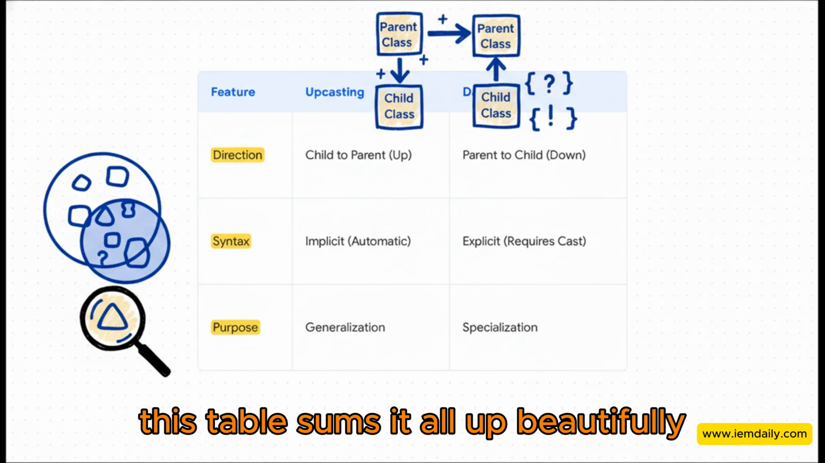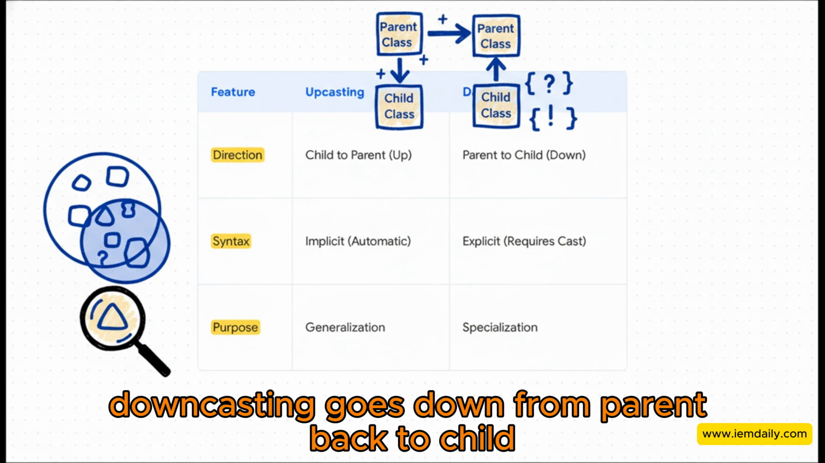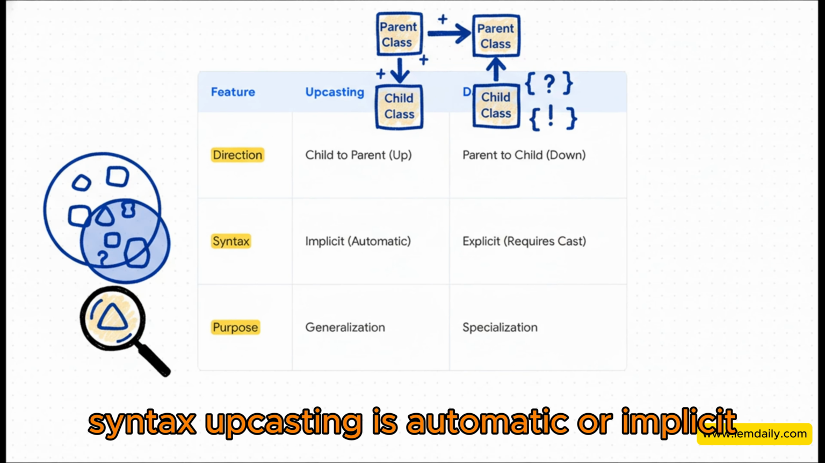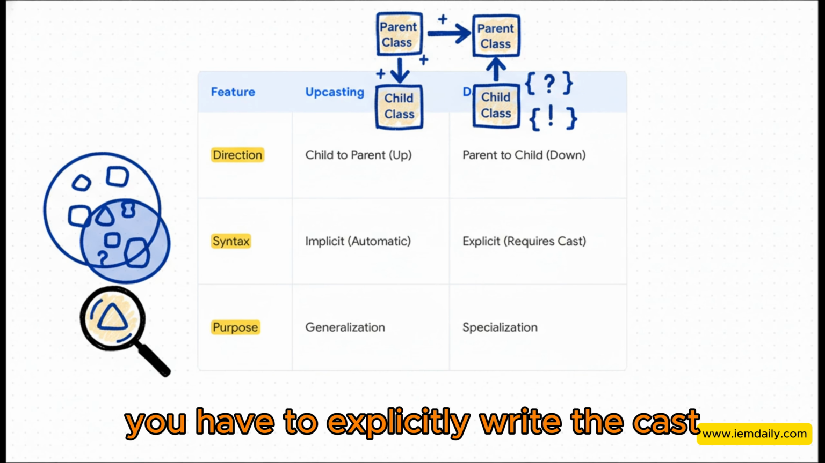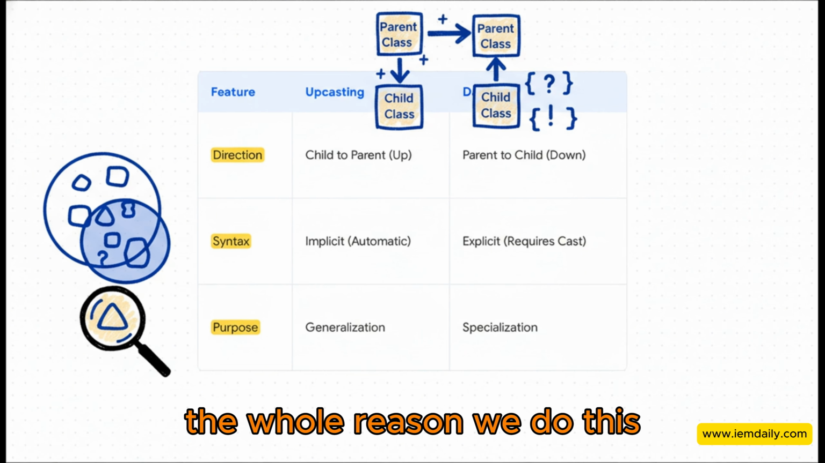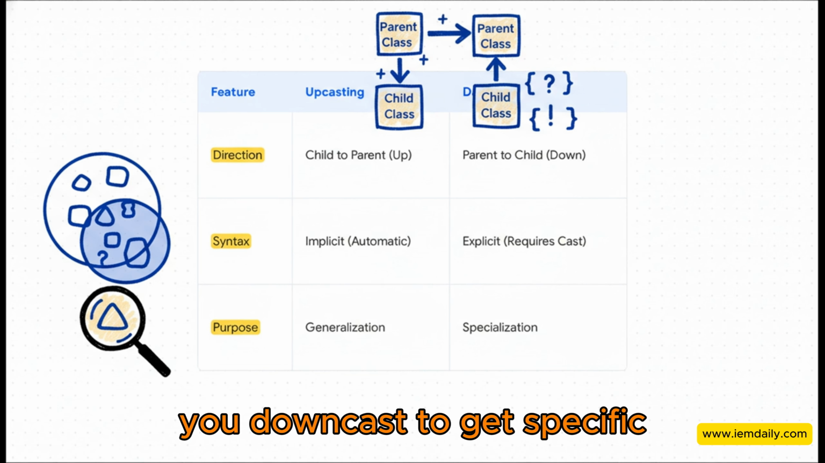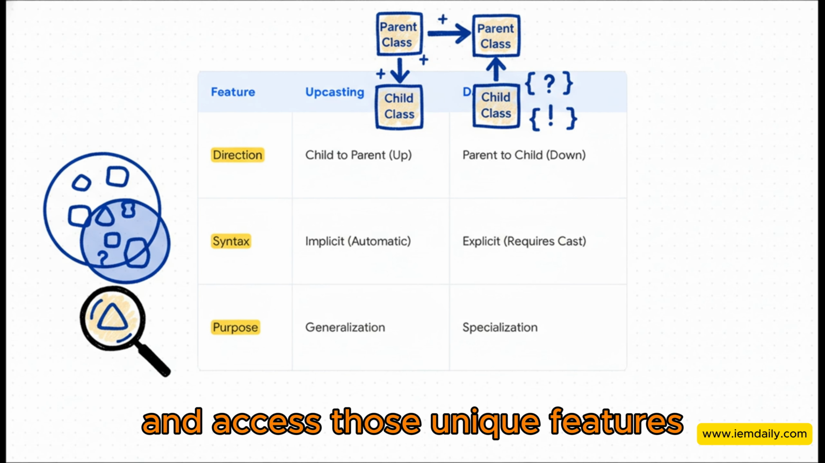This table sums it all up beautifully. Direction: upcasting goes up, from child to parent. Downcasting goes down, from parent back to child. Syntax: upcasting is automatic or implicit. Downcasting is manual. You have to explicitly write the cast. And finally, the purpose, the whole reason we do this. You upcast to generalize and make your code flexible. You downcast to get specific and access those unique features.